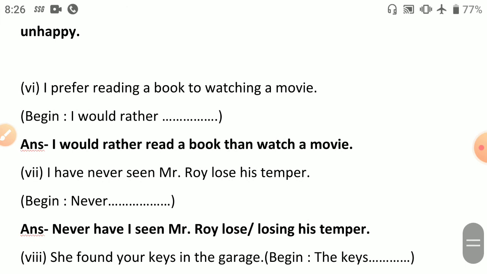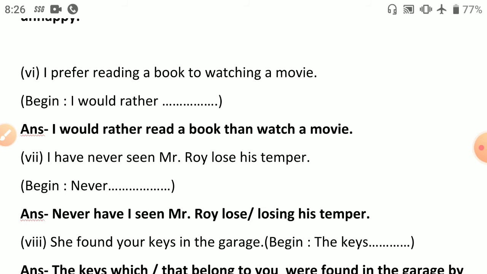Sixth: I prefer reading a book to watching a movie. Again, a typical example, it would be rather, they will start with I would rather. So I would rather read a book than watch a movie. You have to remember that prefer is followed by a participle, the ing verb they use. So I prefer reading a book. But if you're using rather, you cannot use ing, you have to use the base verb. That is, I would rather read a book than watch a movie.